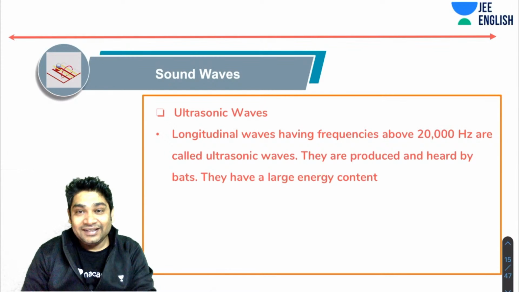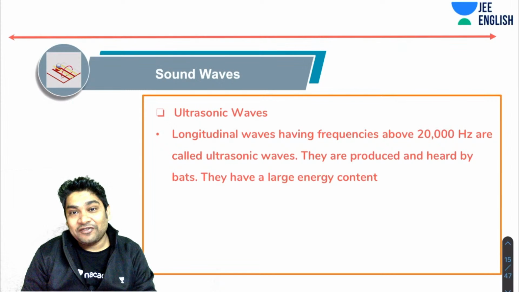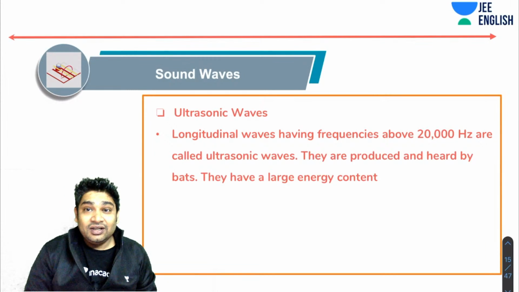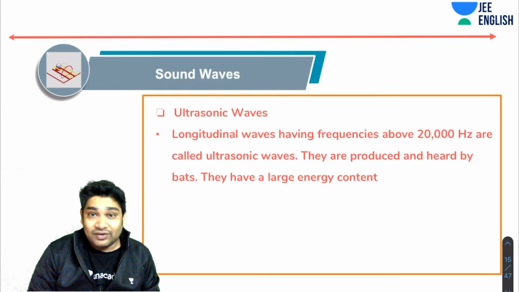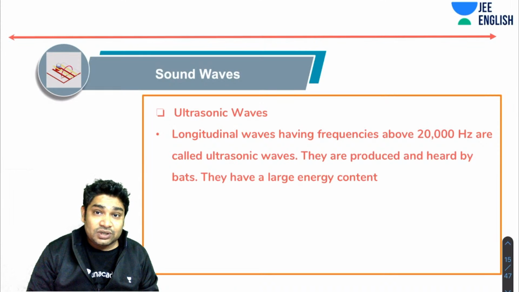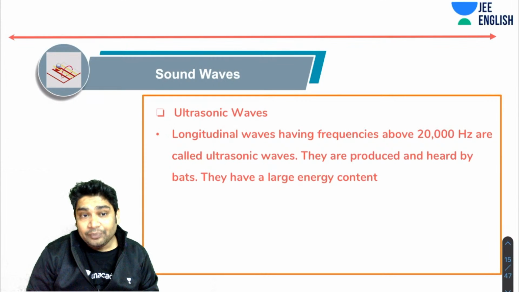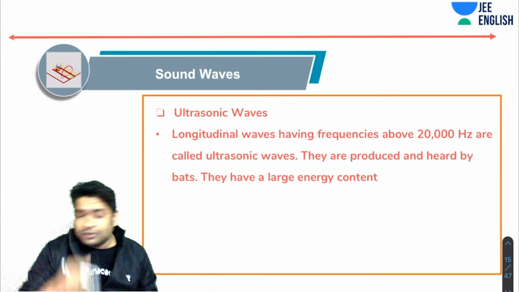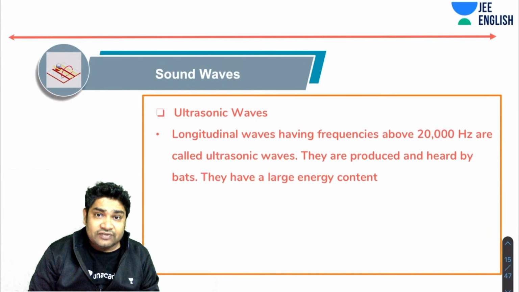Then you have, of course, ultrasonic waves, and these are longitudinal waves having frequencies above 20,000 hertz. They are produced and heard by bats, and they have large energy content. These waves are also used in applications like sonar. Sonar is sound navigation and ranging. We will briefly talk about that also. So this is the broad classification of sound waves.